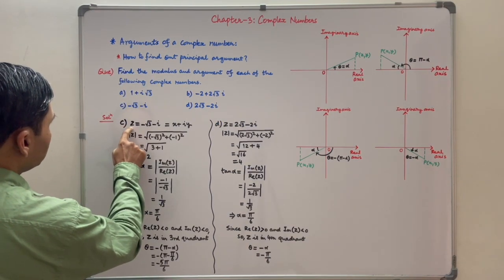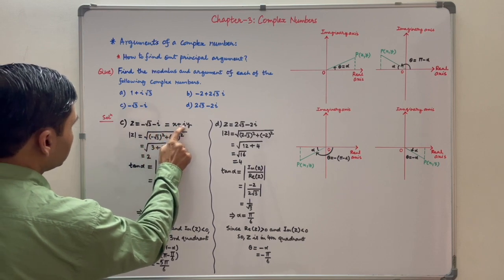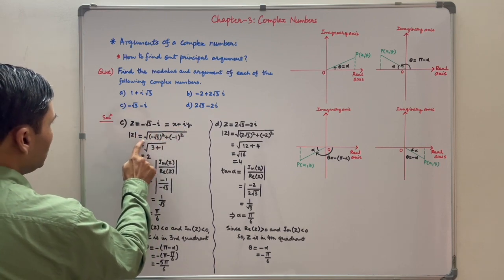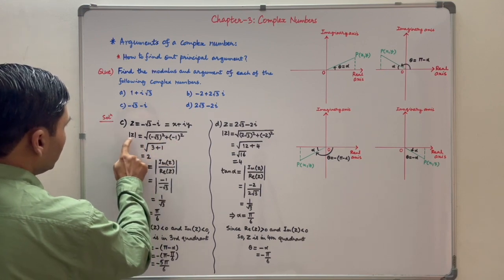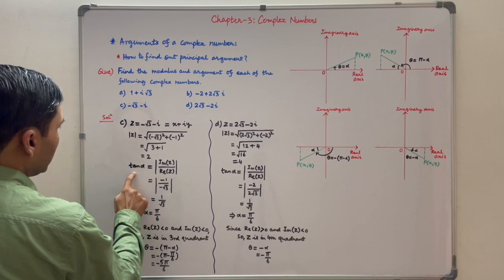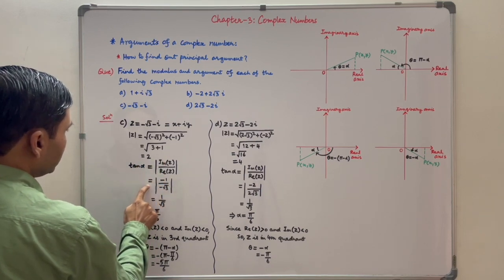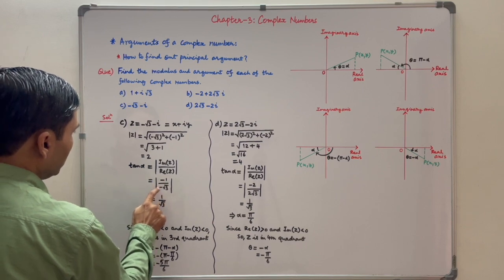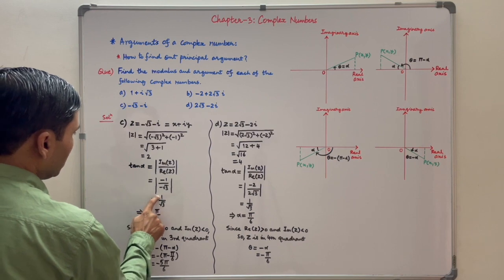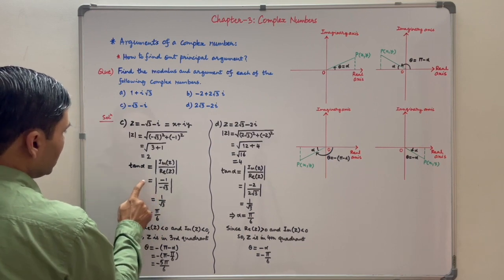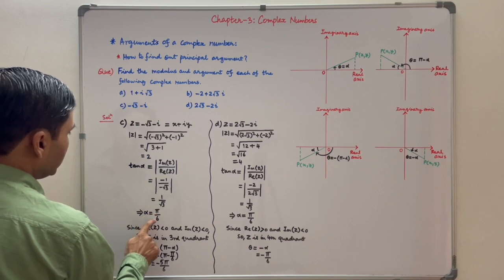Part C. Suppose z is equal to minus root 3 minus i, and that is equal to x plus iy. Mod z is equal to under root real part squared plus imaginary part squared. So mod z is equal to 2. Tan alpha is equal to mod imaginary z upon real z. That is equal to mod minus 1 upon minus root 3. Mod is always positive. So that is equal to 1 upon root 3. Tan alpha is equal to 1 by root 3. So alpha is equal to 30 degrees or pi by 6.